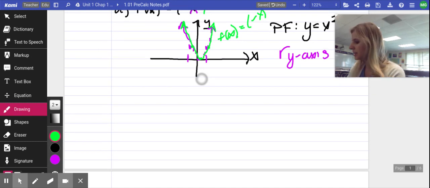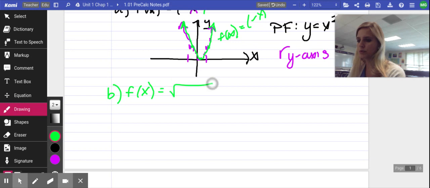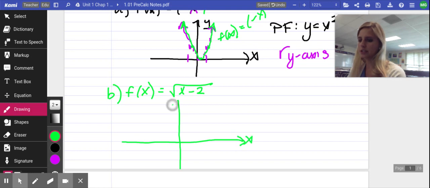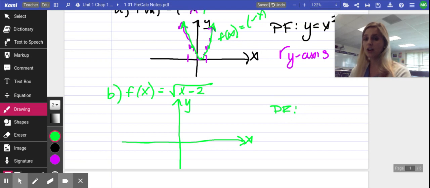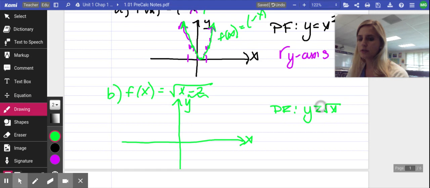Now for b, we're going to do f of x equals the square root of x minus 2. So I'm just going to freehand these axes because I can't use a ruler here. Identify my parent function. To do that, I'm taking off any negatives, any numbers that are being added or subtracted. So here I'm going to take off this minus 2. So my parent function is just the square root of x. It's very basic, so my equal signs are looking like z's.